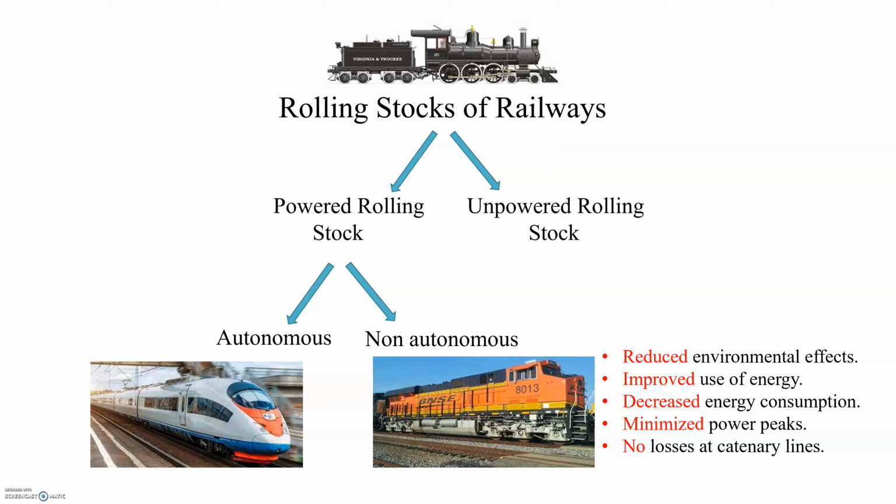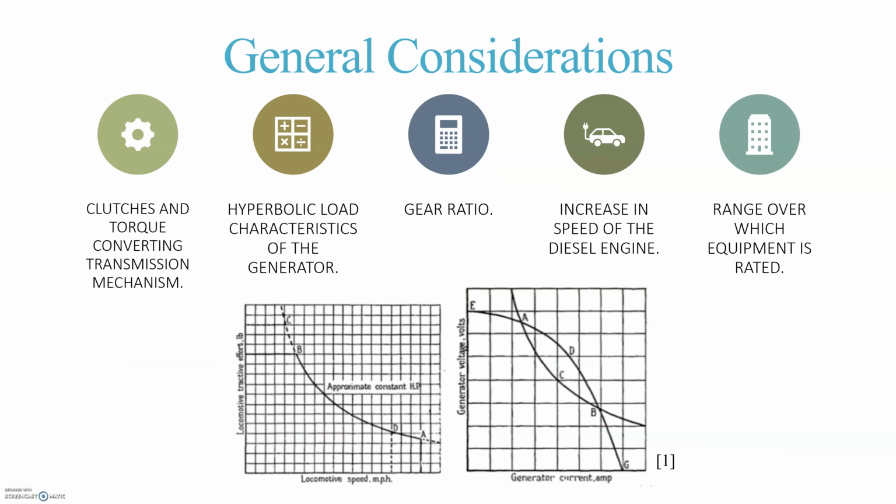This presentation first briefly discusses the general electrical requirements of a locomotive and then explains all the electric machines employed in a diesel electric locomotive with a comparison of DC and AC technologies.